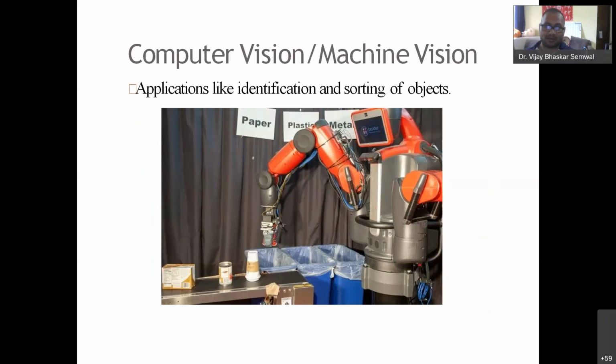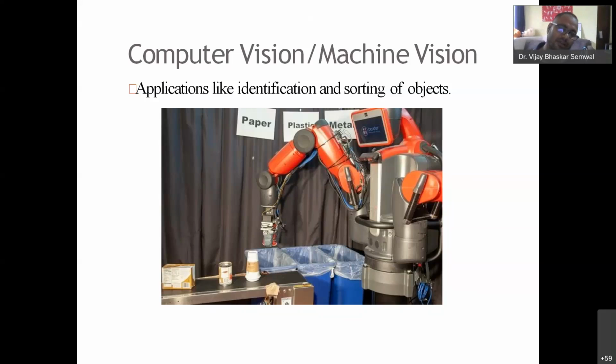So one by one, I'm coming to the applications, like computer vision and machine vision based applications such as identifying and sorting objects. There are three garbage collectors. This is wet garbage. This is dry garbage. This is something which is recyclable. So three different categories: paper, plastic and metal. Garbage is on the table, and the manipulator robot has to pick the object and place it in the proper bin.